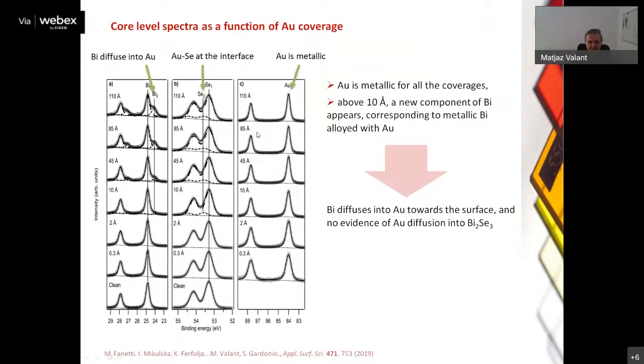Now we believe that bismuth is absorbed into the gold layer, or in some way it diffuses and makes a gold bismuth alloy on the top. So we can say that the interface is not completely inert. There is some interaction, but it's minor, and hopefully we are able to use gold for electroding topological insulators.